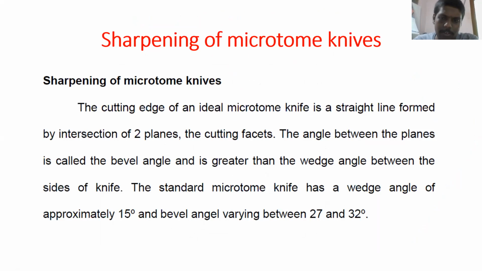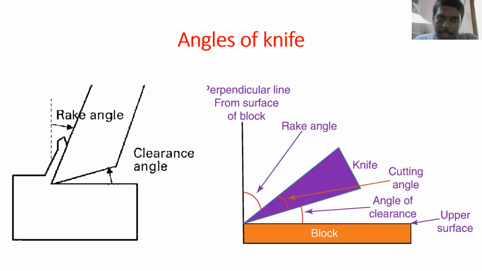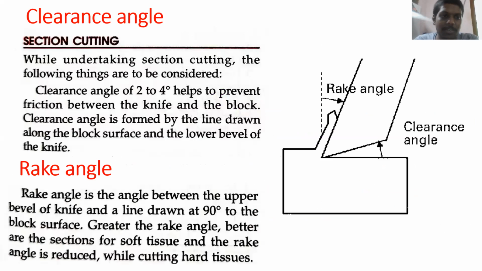So if we are not sharp, upon regular use, these knives will become blunt and we need to sharpen those knives periodically. When we are sharpening the knife, we need to consider a few angles, such as rake angle and clearance angle. Clearance angle is around 2 to 4 degrees, which helps to prevent friction between the knife and the block. Clearance angle is formed by the line drawn from the block surface to the lower bevel of the knife.